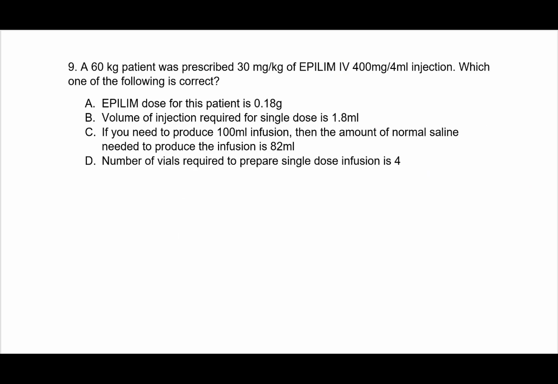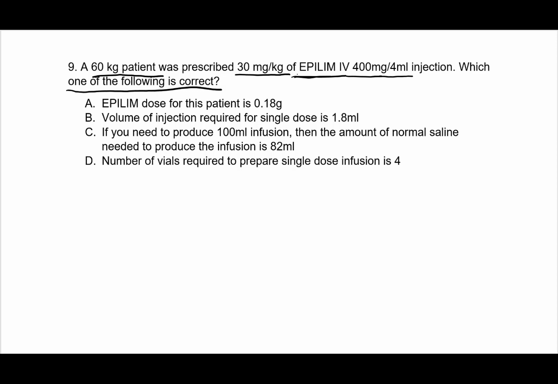Let's move on to question number 9. It's a very interesting question and a bit long calculation, so you just need to pay attention. We have a 60 kg patient here who has been prescribed 30 milligram per kg of Epilim IV, 400 milligram per 4 mils. Which one of the following is correct? So we have been given 4 options. It's like an MCQ. So Epilim dose for this patient is 0.18 grams.